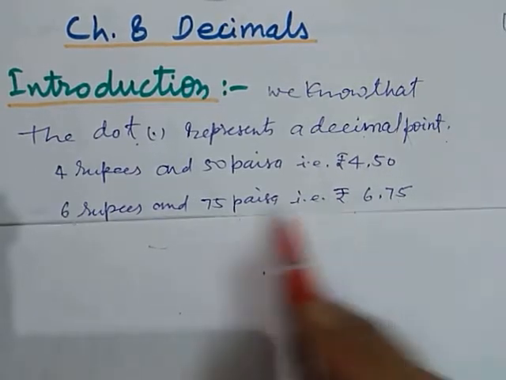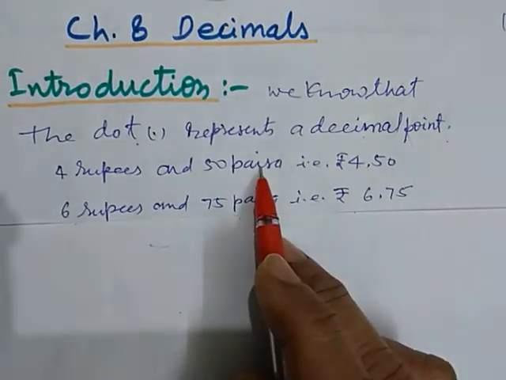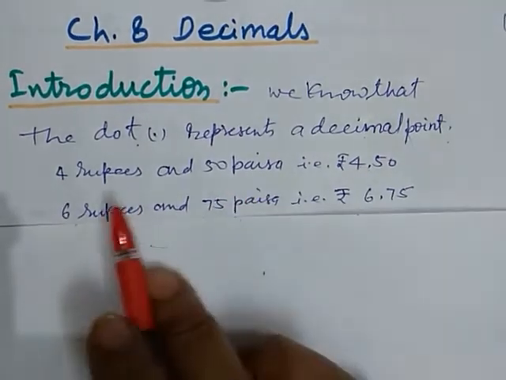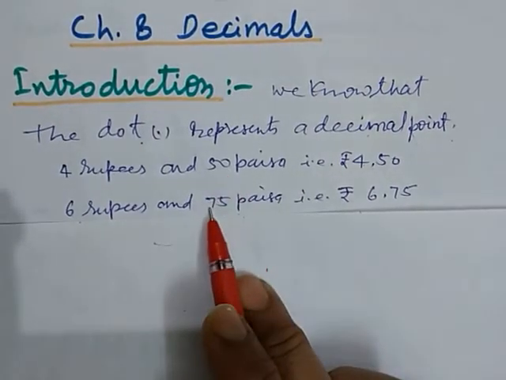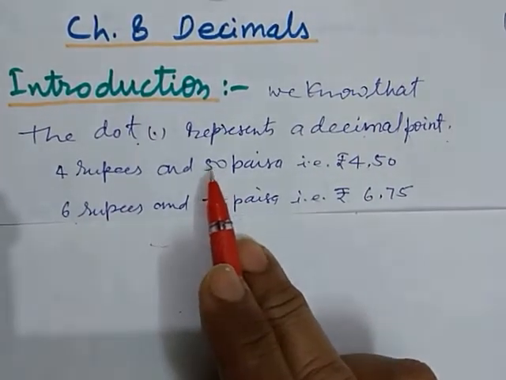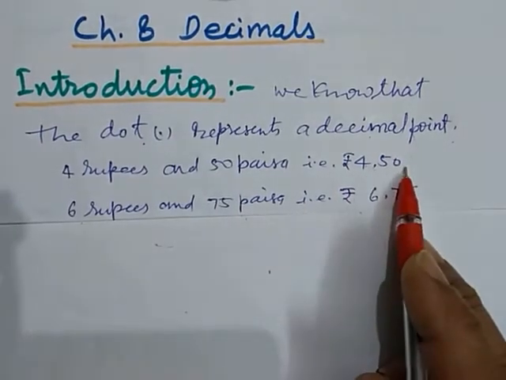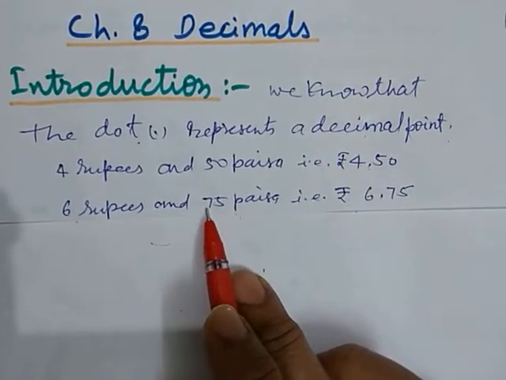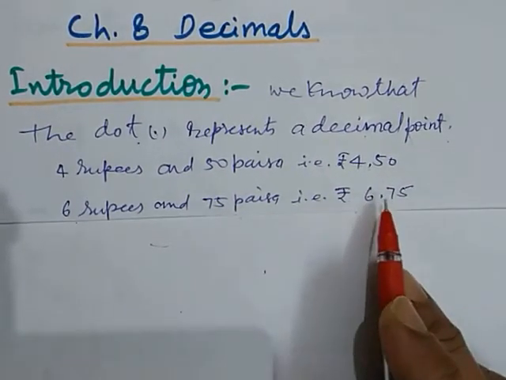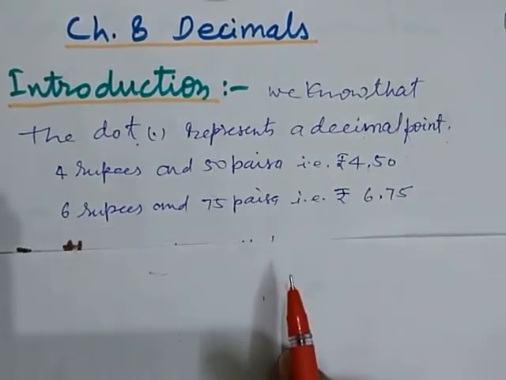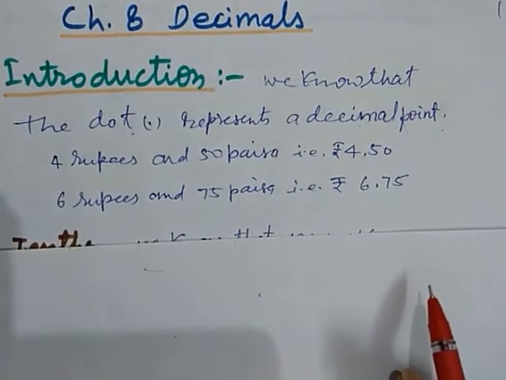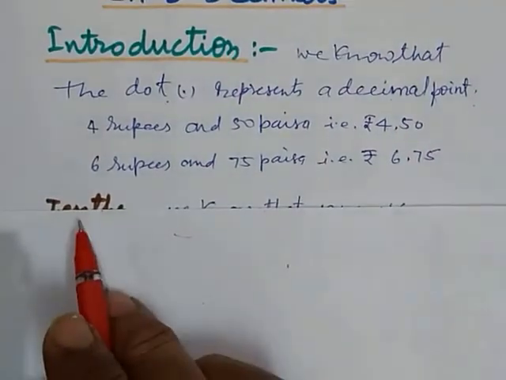Okay. So these paisa are the 100th part of a rupee. So we have to divide this part by 100. By dividing by 100, this is converted to 0.50. By dividing by 100, this is converted to 0.75. So this is 6.75, 4.5. We learn this in the next topics. Now first we learn tenths.